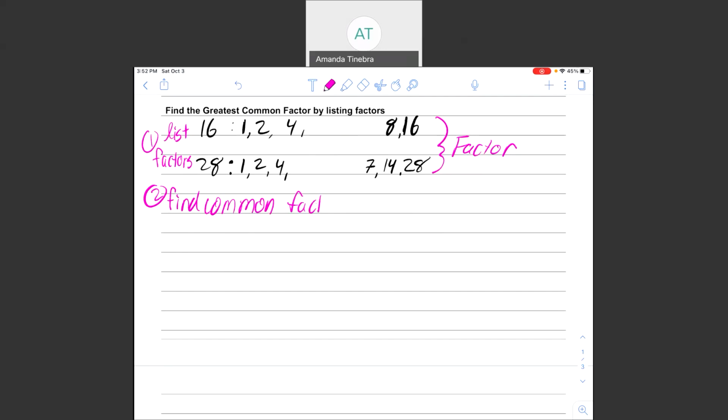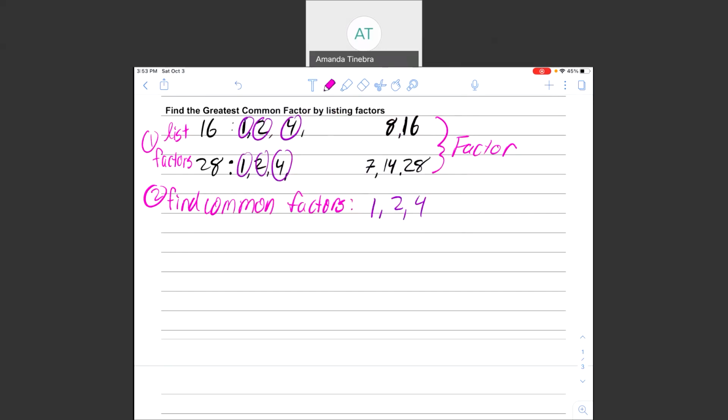Common factors are ones that show up on both lists. So if I'm looking for numbers that show up on both lists, well, 1 is on both, 2 is on both, 4 is on both, 8, 16, 7, 14, 28, those only show up on one list or the other. So my common factors, the ones that they have in common, are 1, 2, and 4.